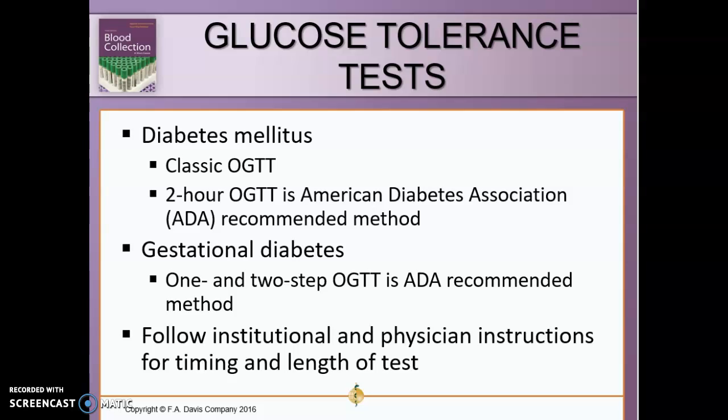Listen, hypoglycemia is a low blood sugar, okay? Hyperglycemia is a blood sugar that is elevated. So hypo is low, hyper is high. But this oral glucose tolerance test is done to detect hypoglycemia and diabetes mellitus.